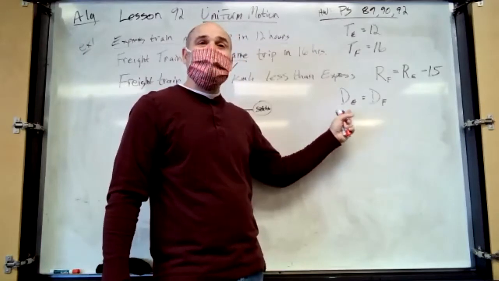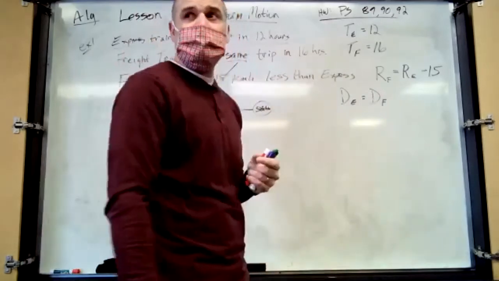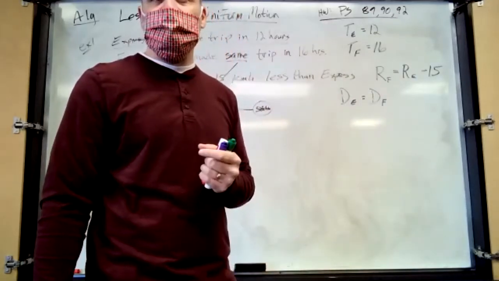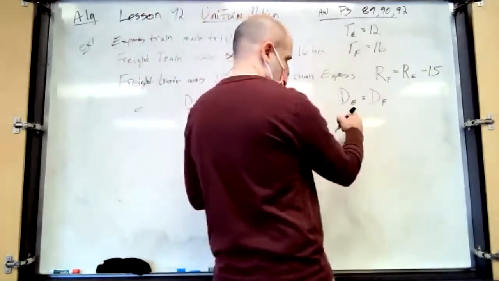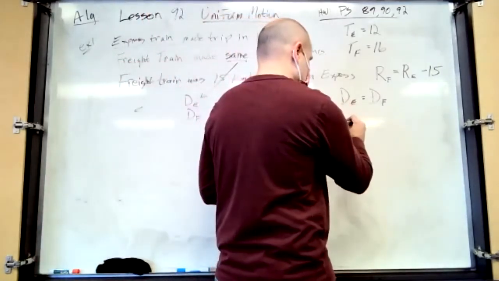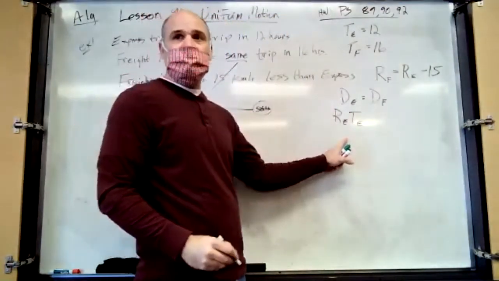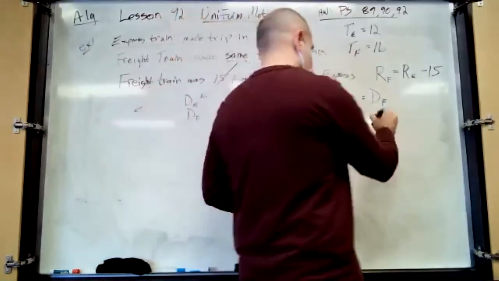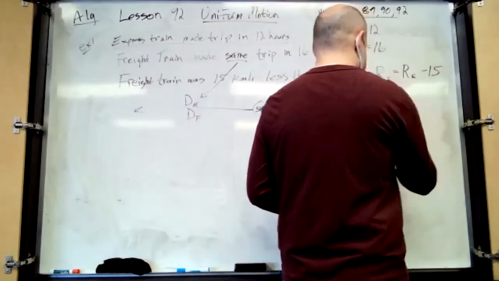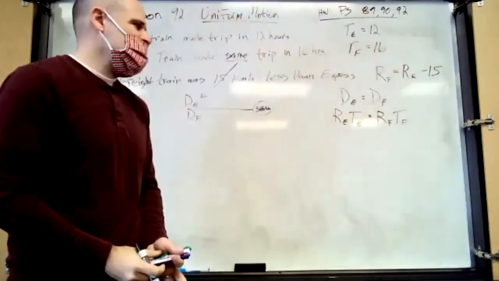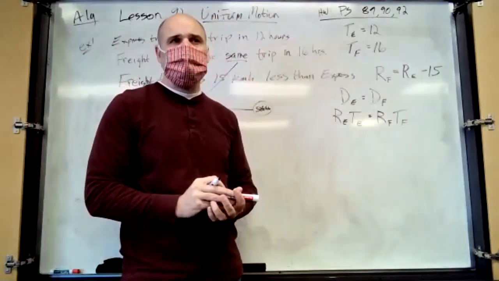So next thing, replace the D's with R's and T's. So what does D equal to? Remember dirt? Distance equals rate times time. So D of E equals R of E times T of E, right? You got that? Okay, so this is going to be your equation. You don't even have to write down the D's. You could just write R of E, T of E equals R of F, T of F.